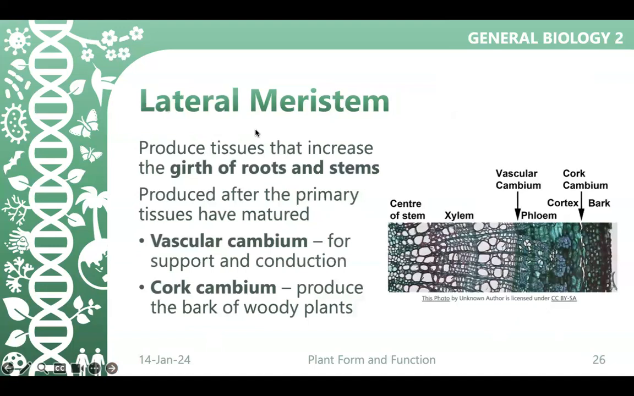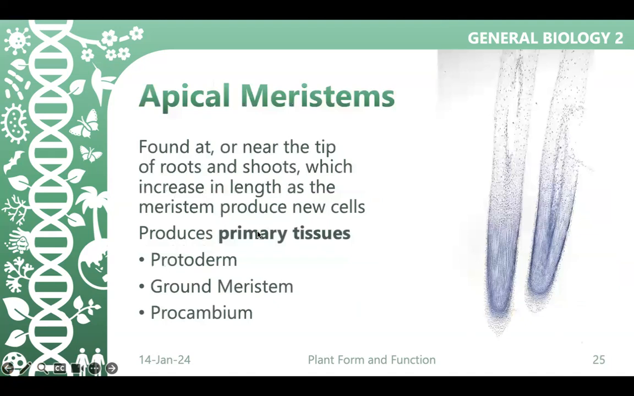And now, we proceed with the lateral meristems. The lateral meristems produce tissues that increase the girth of the roots and the stem. So kung ang apical meristem is para sa height o sa length ng halaman, ang lateral meristems ay para sa girth o dun sa lapad ng halaman. Kung bakit tumataba o kumakapal ang isang puno ay dahil ito sa kanyang mga lateral meristems. The lateral meristems are only produced after the primary tissues have matured. Saan nanggaling yung primary tissues? Nanggaling yan sa protoderm, ground meristem at procambium na nanggaling pa kay apical meristem.